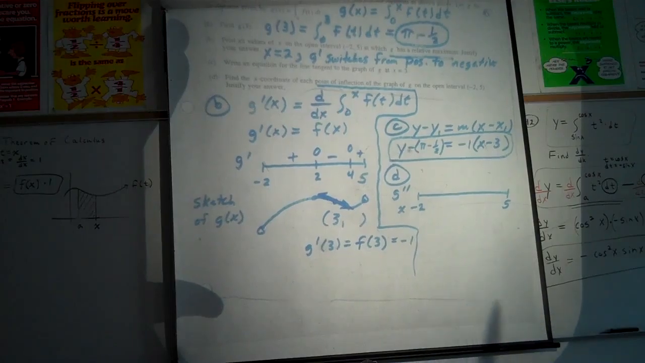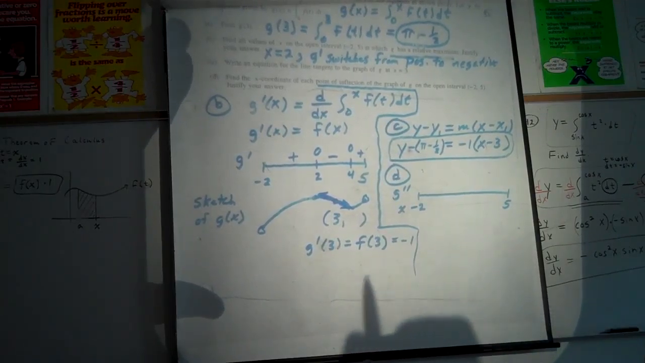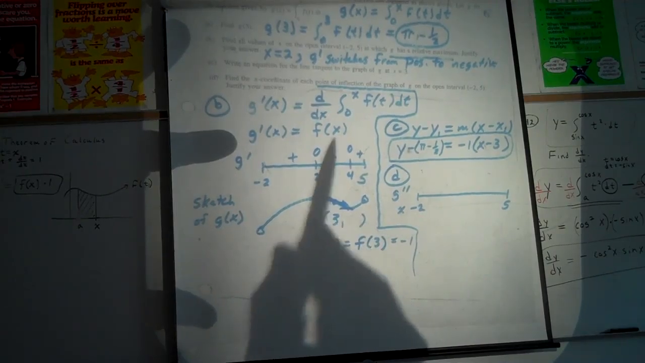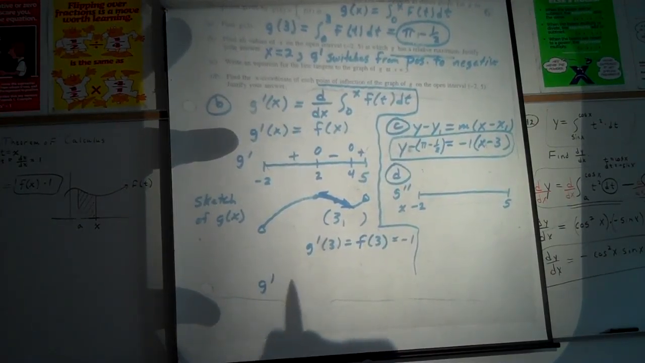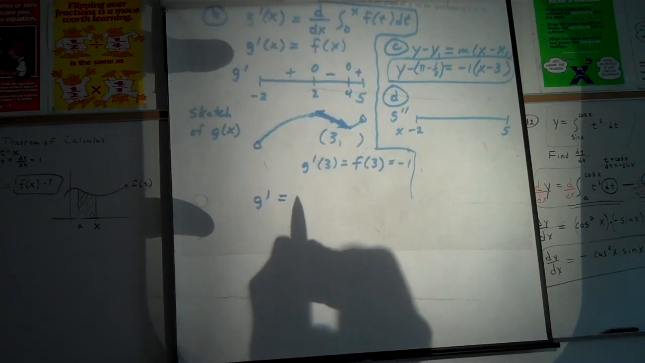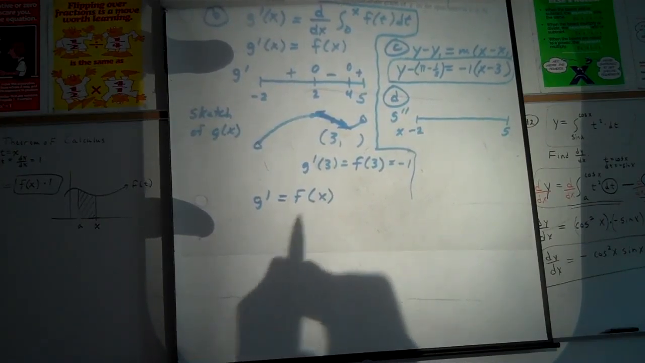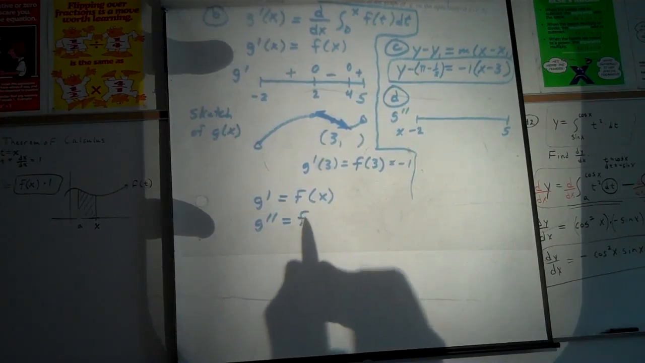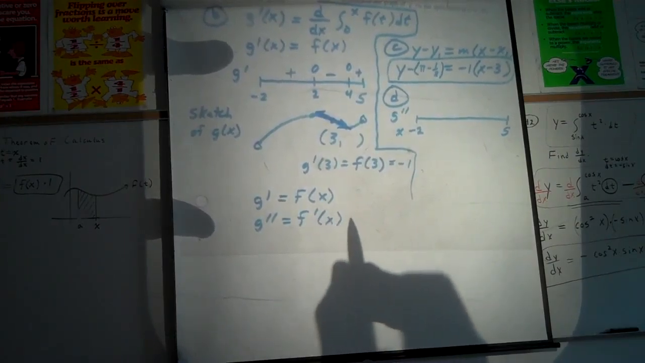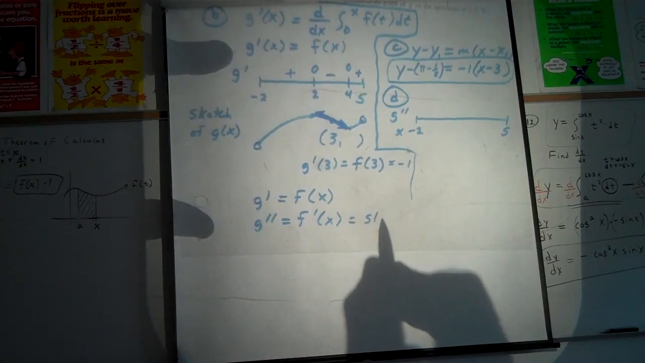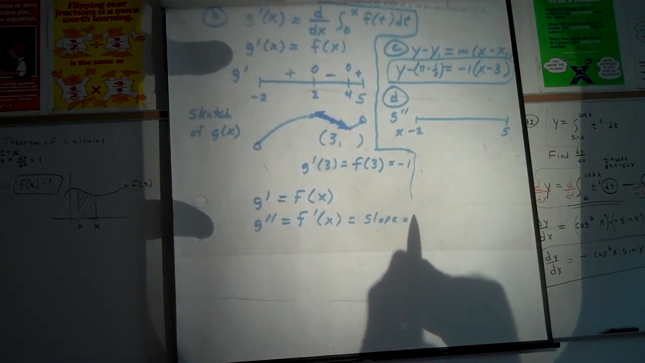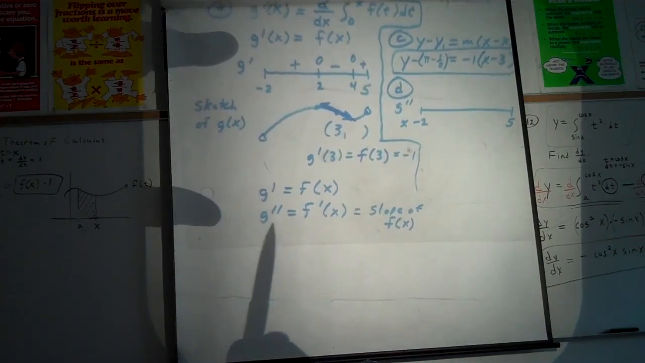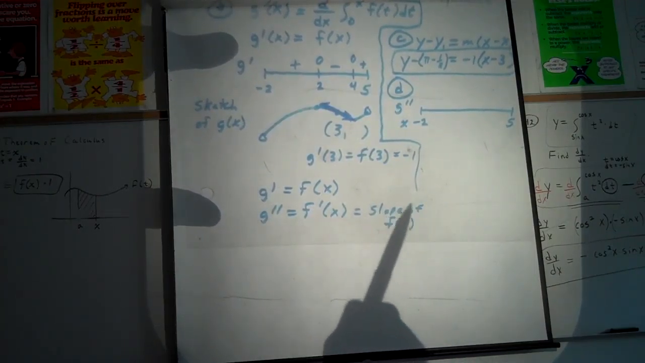Now, we said earlier that g prime equals f of x. Okay? So if g prime equals f of x, g double prime would equal what? f prime of x, which would also be interpreted as the slope of f of x. So to get g double prime, we're going to look at the slope of the f graph.